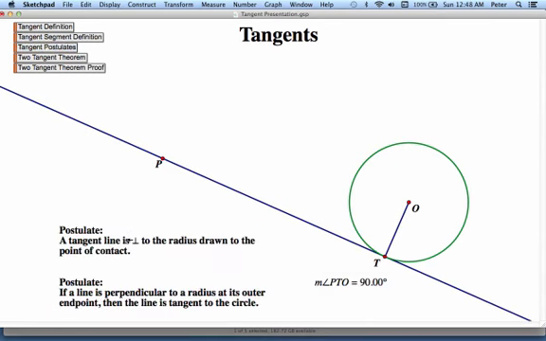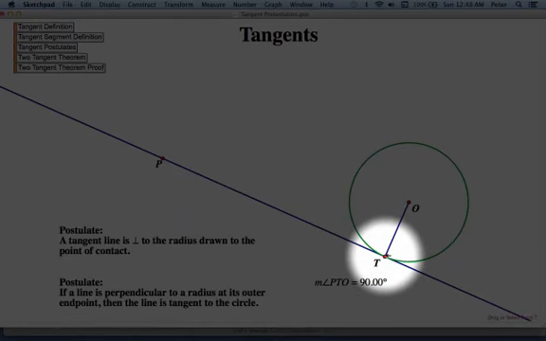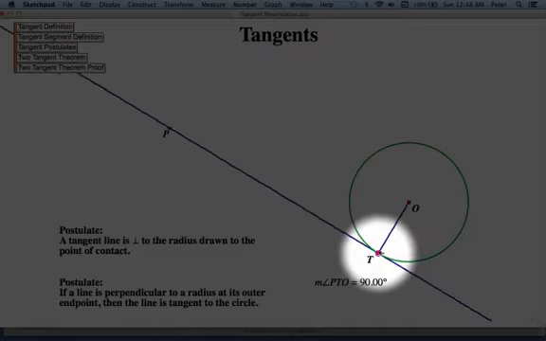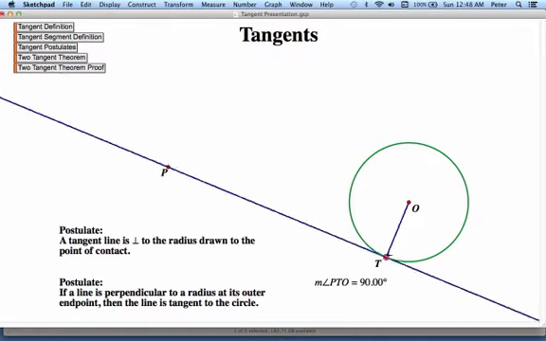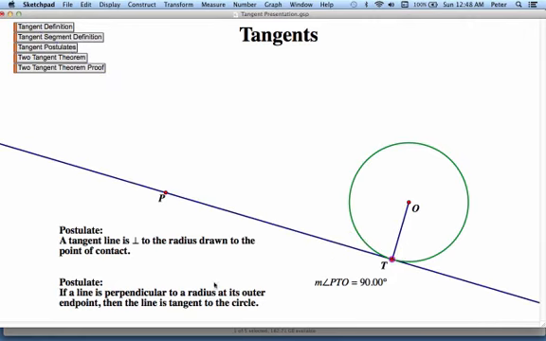The first one tells us that a tangent line is perpendicular to the radius drawn to the point of contact. So this angle at T, if it meets a tangent, will always be 90 degrees. No matter where I move T, the angle measure will always stay at 90 degrees. There's also another postulate that is the converse: if a line is perpendicular to the radius at the point of contact, then that line must be tangent to the circle. Those are two important postulates, really kind of bread and butter for the second half of the chapter.